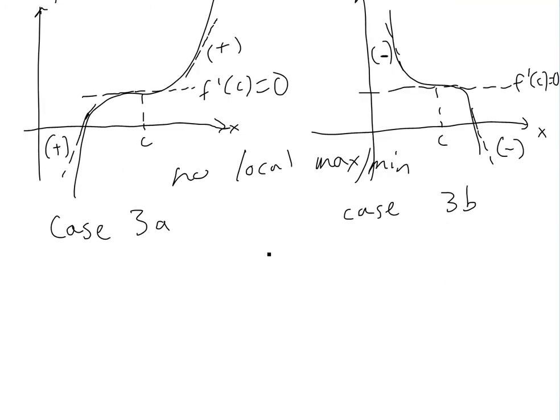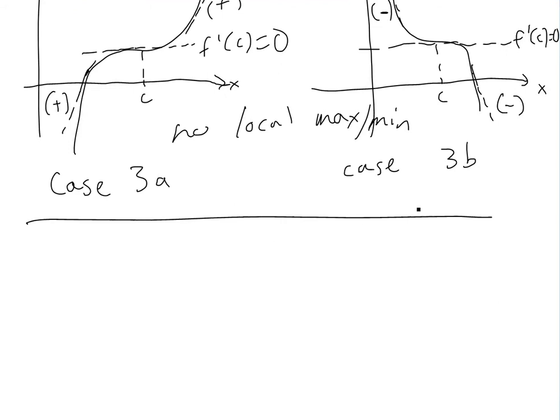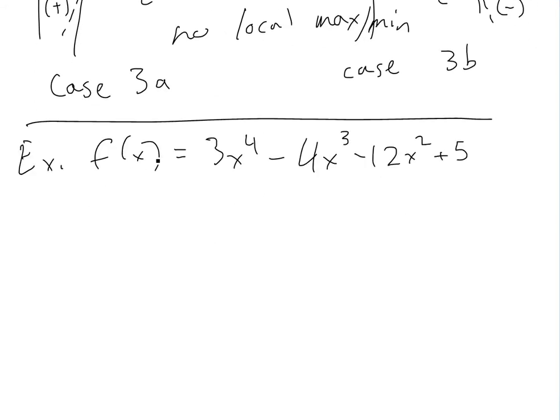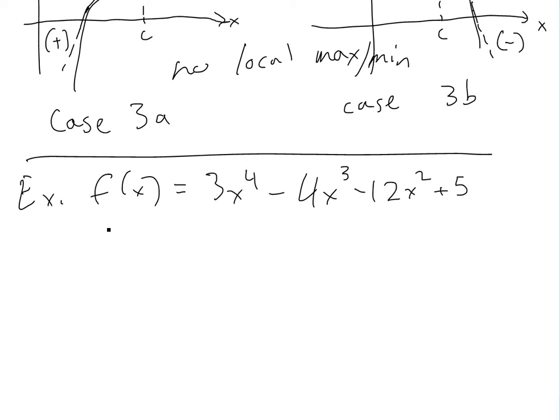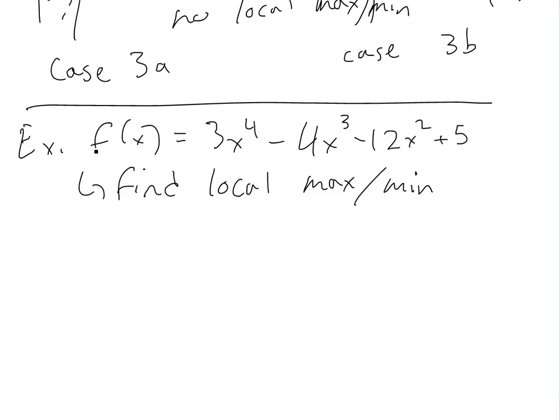So now let's look at some examples of how to find the local maximum using the first derivative test. If you have this function f of x equals 3x to the 4 minus 4x cubed minus 12x squared plus 5, and you want to get the local max or minimums, then we would use the first derivative test. First thing you do is take the derivative.